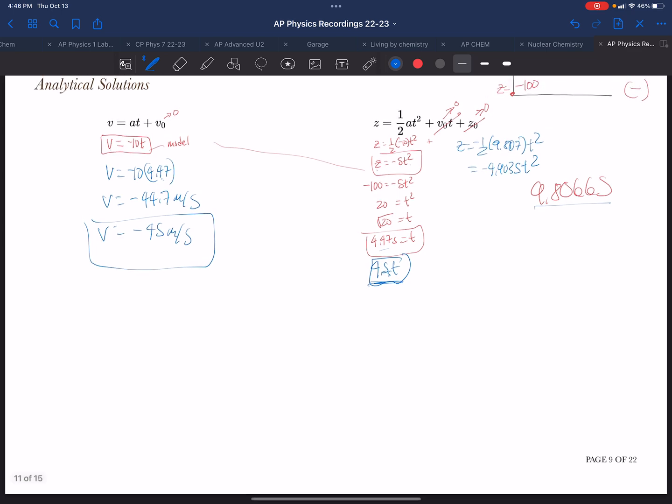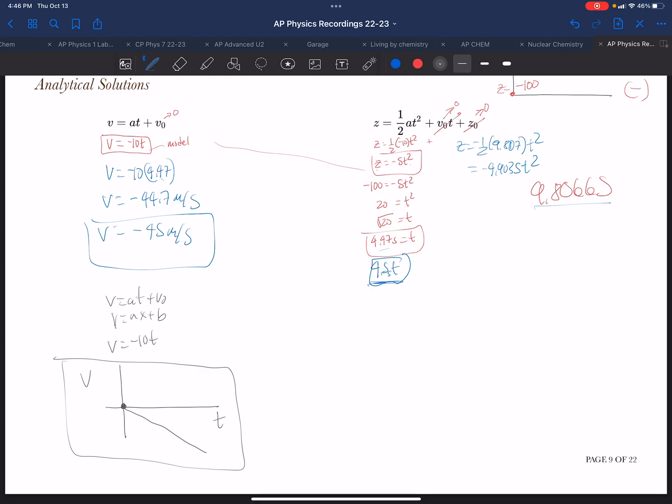Now, we can also look at these. Once we have this model, we can make a graph. Remember that this equation, v equals at plus v0, is the equation of a straight line. And our equation then is v equals minus 10t. So here is v. Now our initial velocity was 0. Our y-intercept is 0, and it has a slope of minus 10. So that is what this graph looks like.